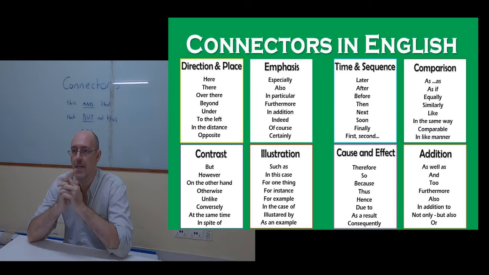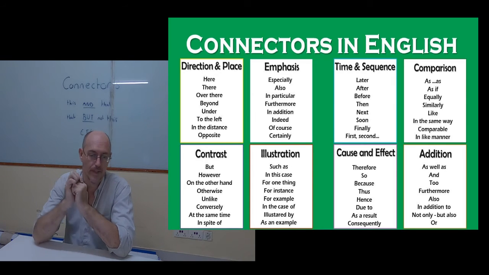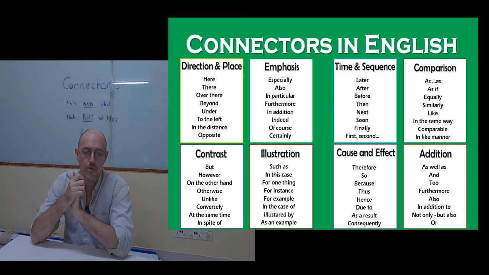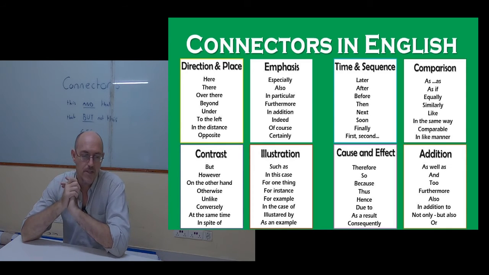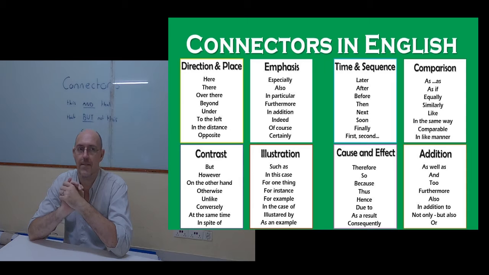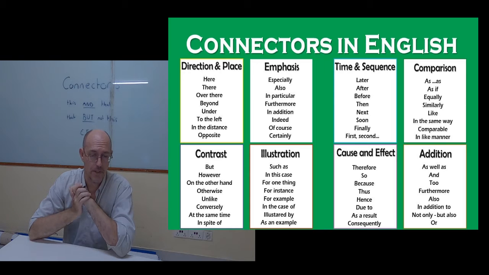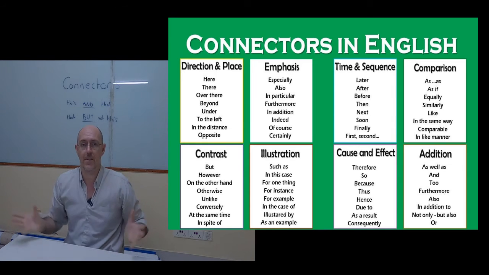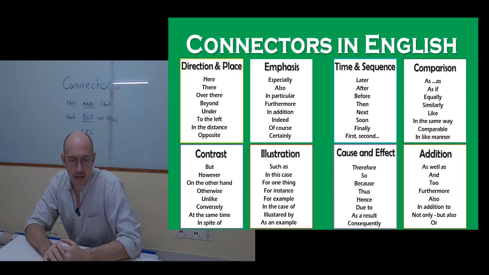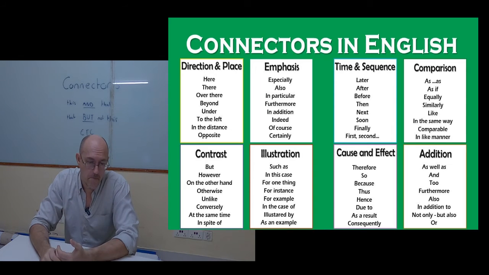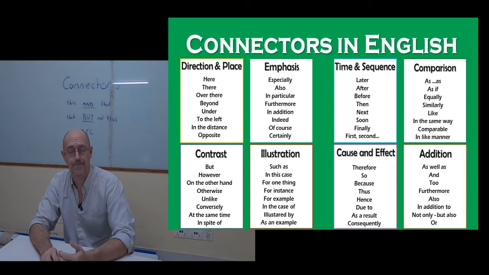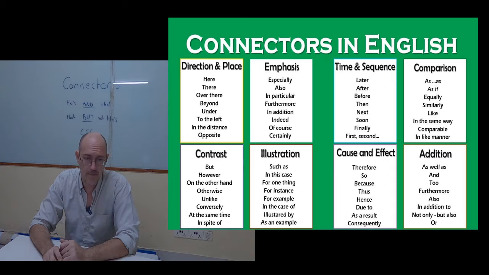Cause and effect. So something happens and something else happens because of it. Therefore, so, because, thus, hence, due to, as a result, and consequently. So let's have a think. I went to school. Therefore, I was able to get the job I wanted. I was able to get the job I wanted because I went to school. So we're connecting those two ideas with our connector. They work backwards or forwards. Due to, I had a great life, due to my education. We could use as a result interchangeably.